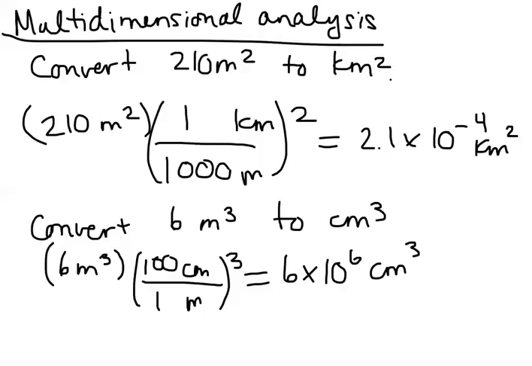So this cube refers to both the units and the number, the unit and the value. This value, 1 cubed is always going to be 1, 1 squared is always going to be 1. So you don't necessarily have to put that into your calculator. But we've gotten rid of meters cubed, and we're left with centimeters cubed. 6 times 10 to the 6th centimeters cubed.